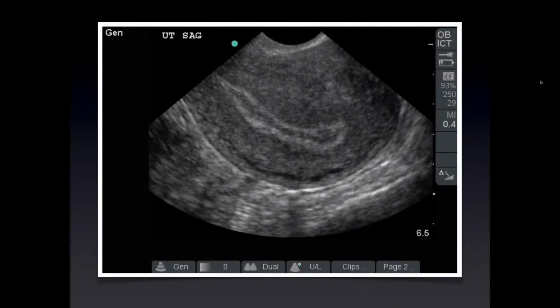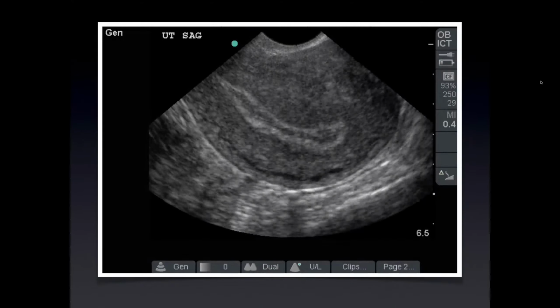Same thing in coronal plane. Going really slow for some reason. Donut-shaped uterus, nothing within it, no free fluid around it, and we just have a cyst over here in the right adnexa.